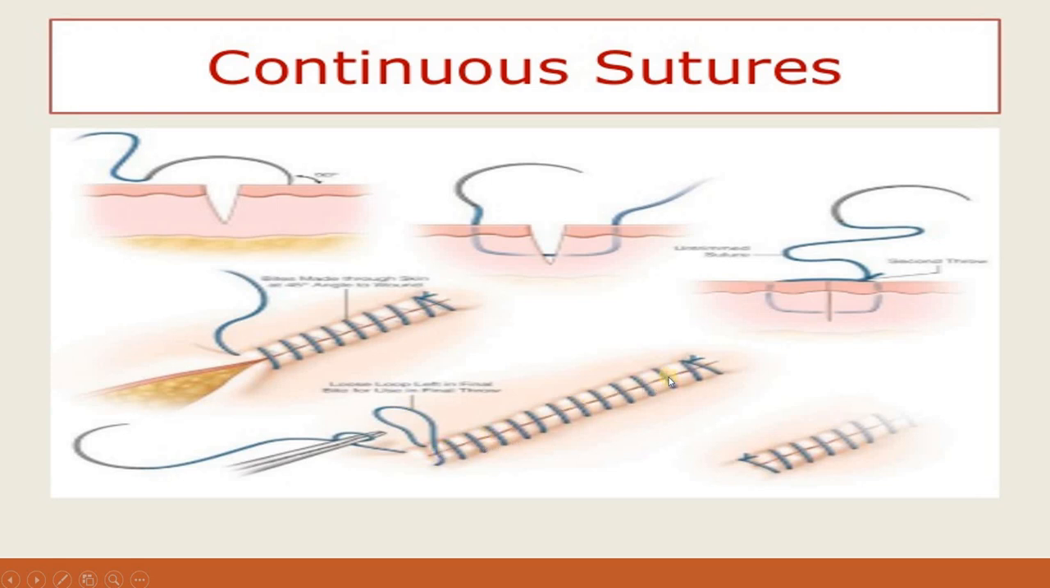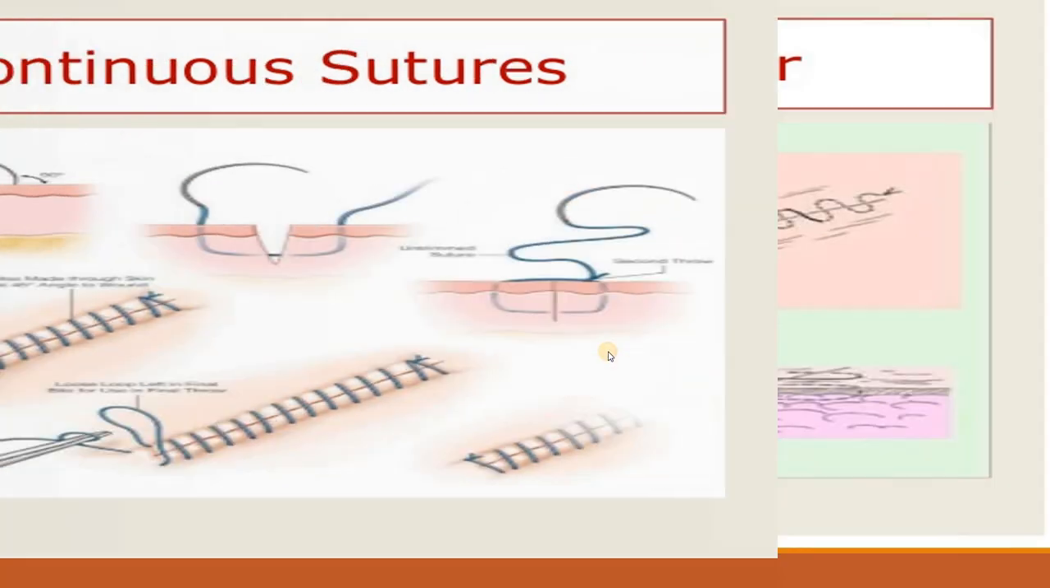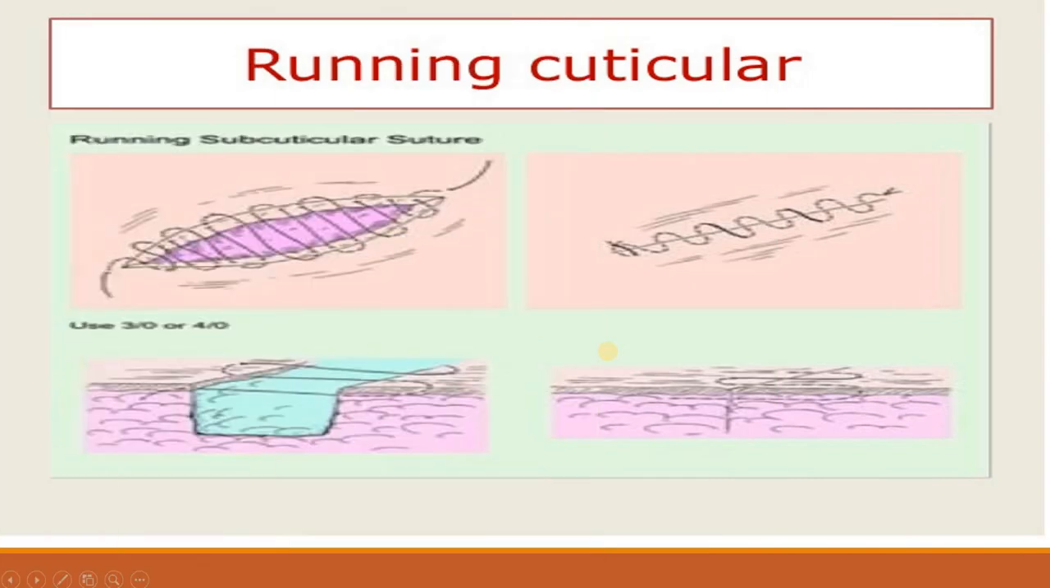Here you will see, without cutting, each stitch will be there. After that, however, the tension of this suture must be continuously and carefully adjusted, as they tend to become too tight. You will see in the picture. Next one is the running cuticular.